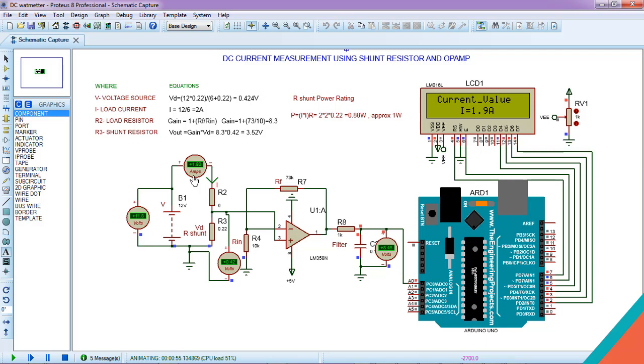In the next video, I will be talking about how you can measure AC voltage without using a transformer. We're gonna see the formulas and how to get things to work.